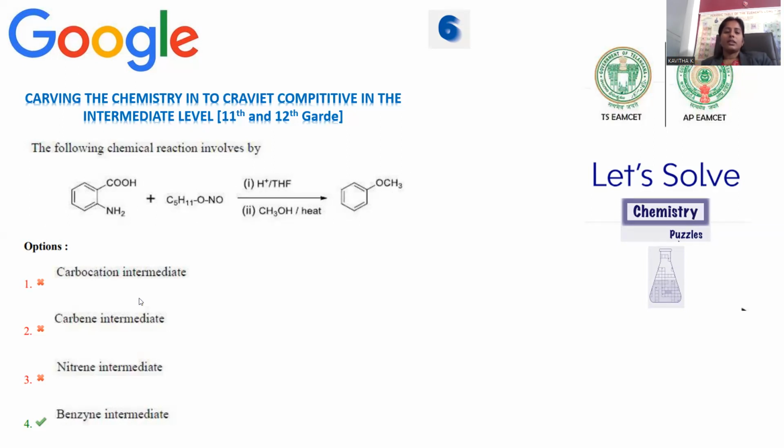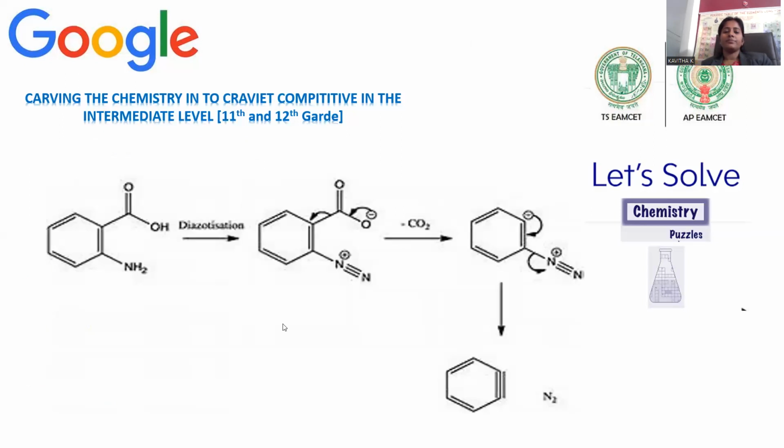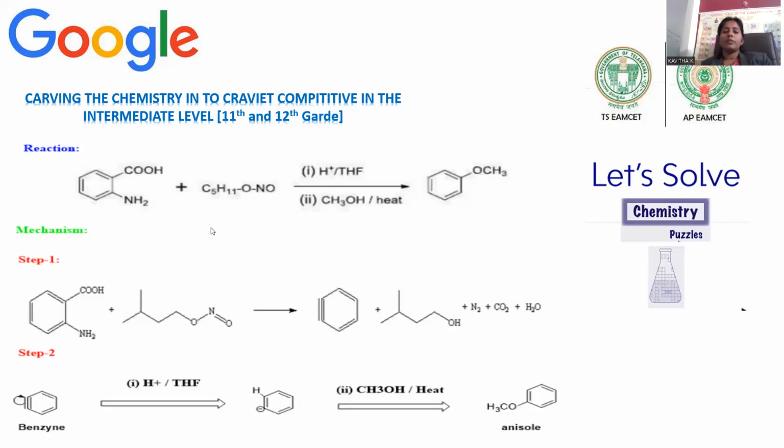So what they are asking is, what intermediate will facilitate this kind of series of reactions? That will be the benzyne intermediate. The reaction will be facilitated by the benzyne intermediate. We will see the detailed mechanism for the system. Whenever anthranilic acid is there, by means of diazotization, decarboxylation gives rise to benzyne, this is a common mechanism. But within the problem, they mentioned that anthranilic acid is treated with C5H11ONO.